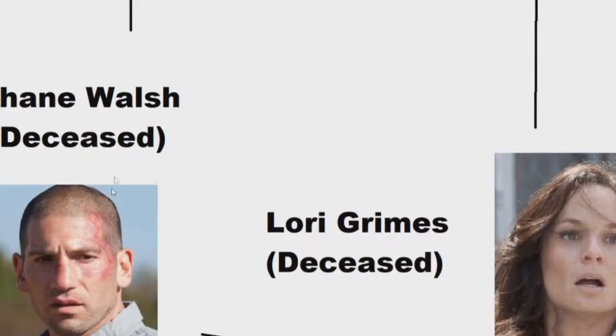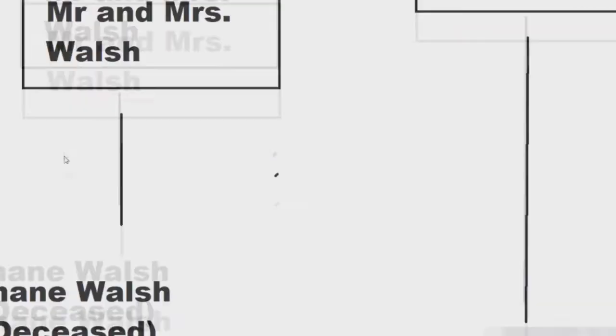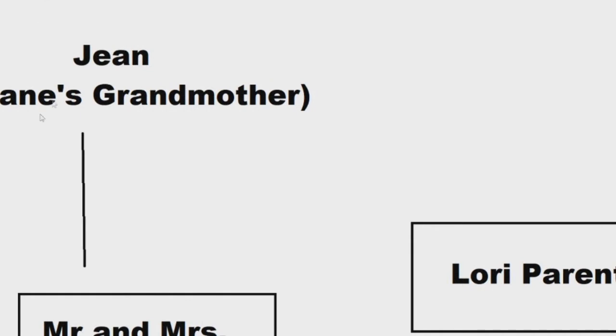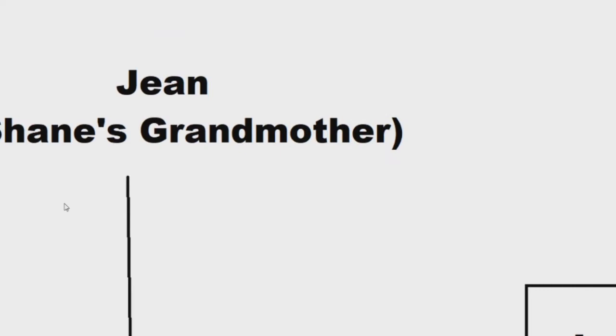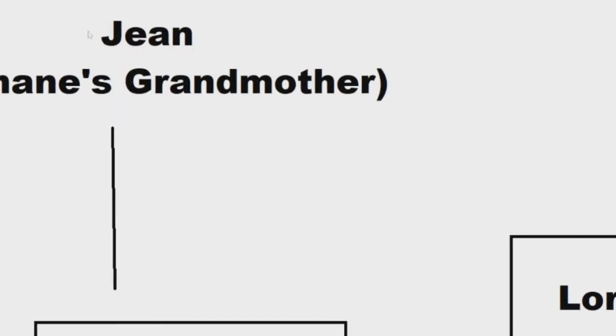Now, Shane's line, if we go up Shane's line, we of course have Mr. and Mrs. Walsh. He does mention both of his parents in the show, and he also mentions Jean, who is a grandmother. Now, Jean is heavily hinted to be a paternal grandmother, but for the sake of clarity, we don't know 100%, so I've just put her as either Mr. or Mrs. Walsh. So I think she's paternal, though.